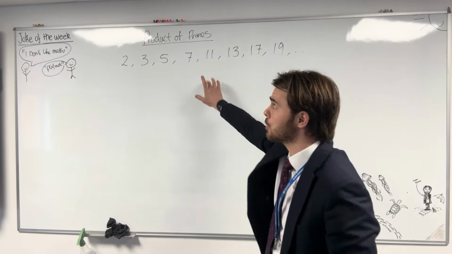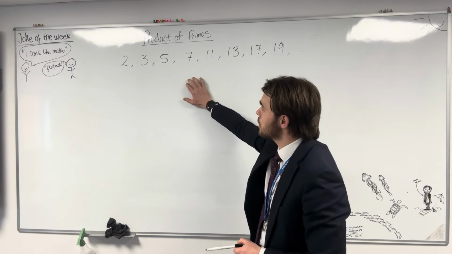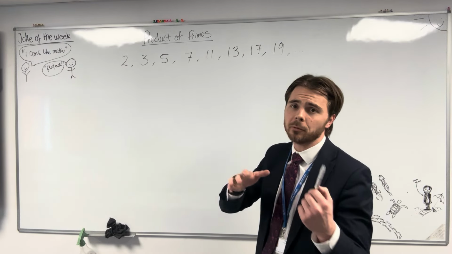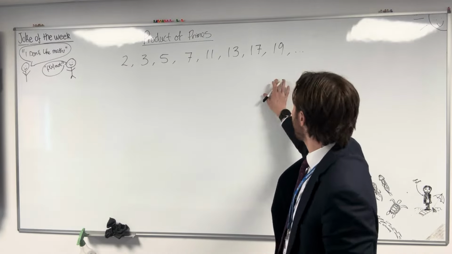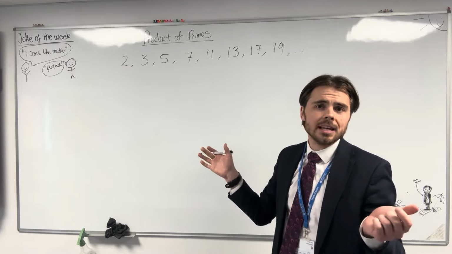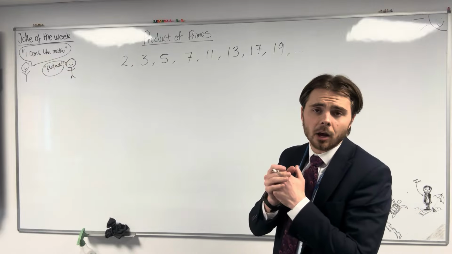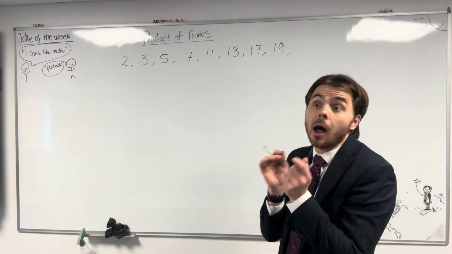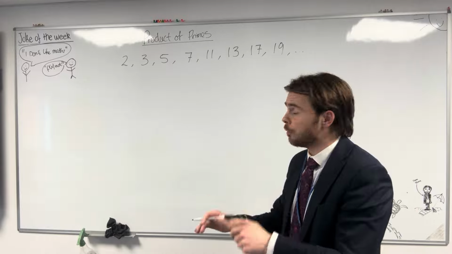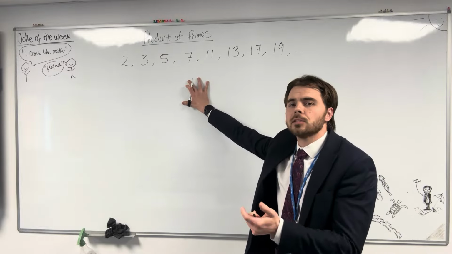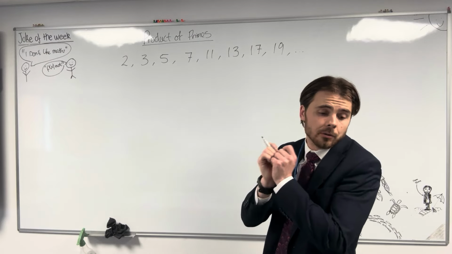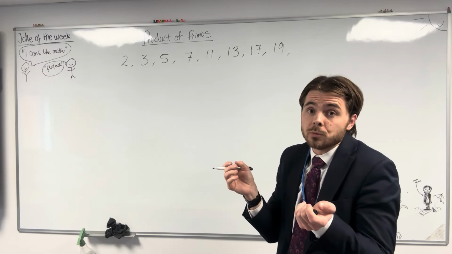Right, product of primes. We're on the early stuff in either paper, foundation or higher. Here are my primes, up to 19. You need to know these as best you can, numbers that can't be divided other than by 1 and itself. What we want to do is write any number as a multiplication of primes. This can be broken down in any way you want, okay?